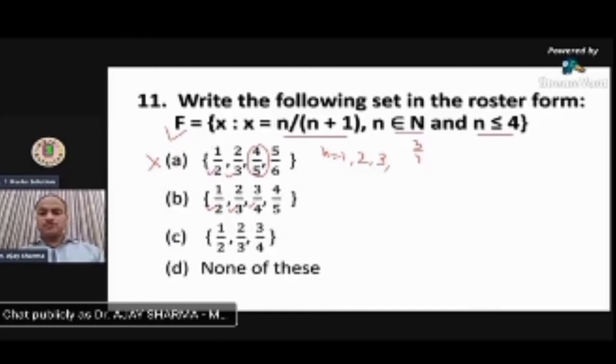Now let us move to the next possibility. The next possibility is n is equal to 4. So when we put n is equal to 4, we get 4 upon 4 plus 1. So 4 upon 5, this is also a correct thing. Fine. So it means all the elements which can be in this set are here. It means this is actually the correct thing, and it is the required notation of the given set in roster form. So the correct answer is set B. Option B is correct.